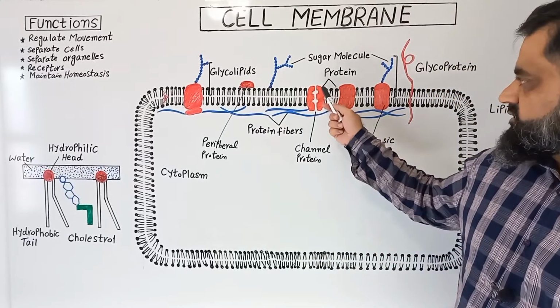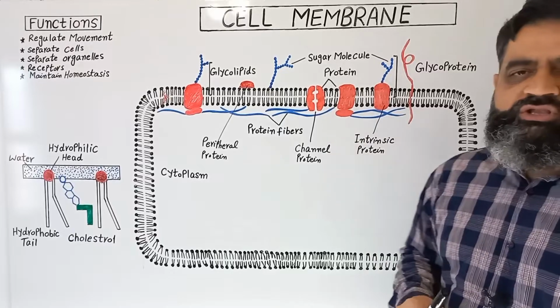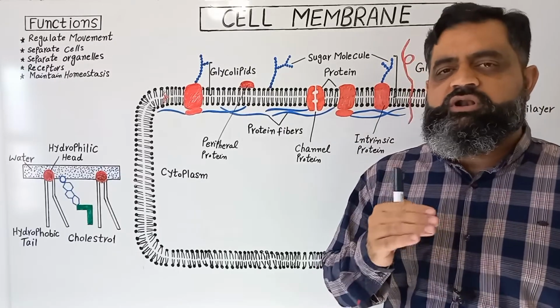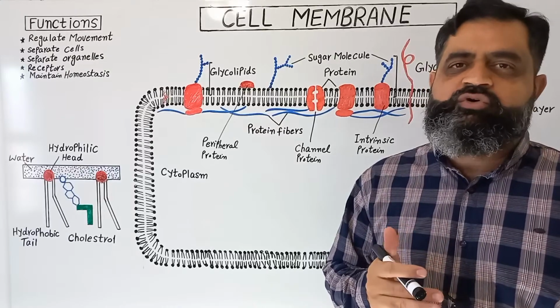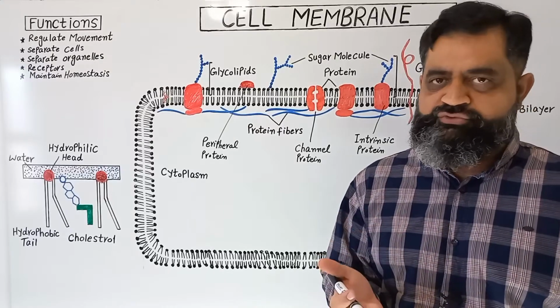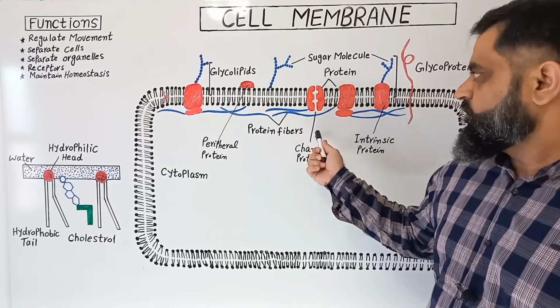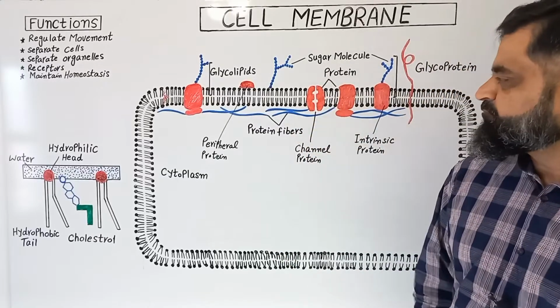And there are some other proteins known as channel proteins. Channel proteins allow certain molecules to move in and out of the cell with the help of active transport or facilitated diffusion. So these channel proteins allow molecules to move in and out of the cell.